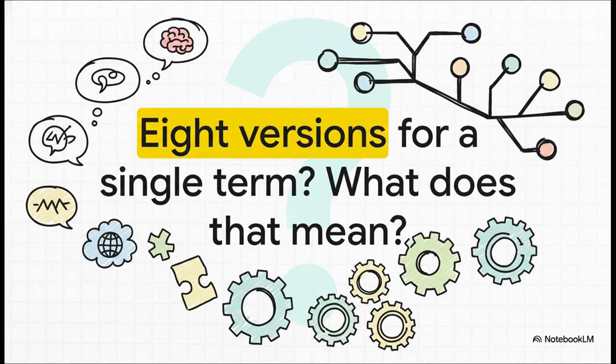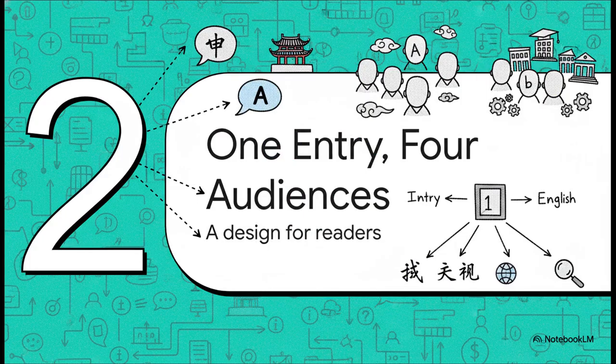So yeah, what does 8 versions even mean? Is it like 8 different opinions, 8 different languages? This little puzzle is the key to understanding the whole system. And when you dig in, you find out that the 8 versions are actually 4 distinct versions, and each one comes in both Chinese and English. So 4 times 2, that's 8. And this isn't random at all. It's a very deliberate system made to speak to 4 totally different kinds of people.